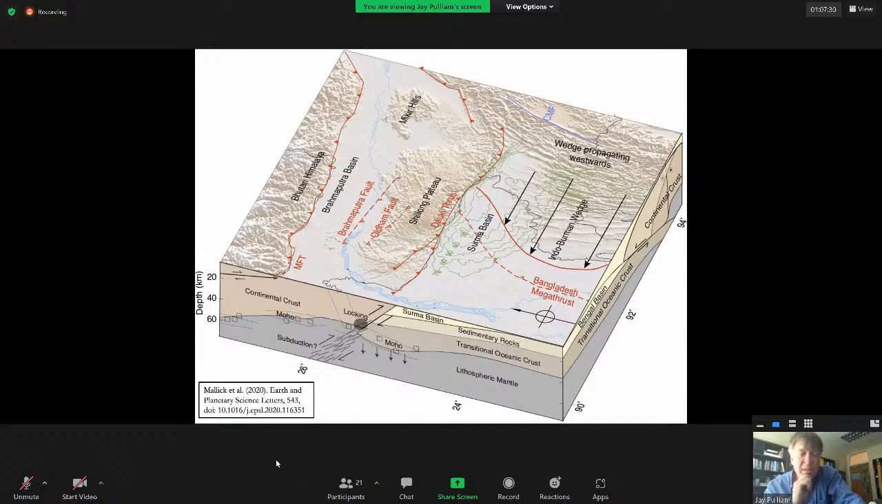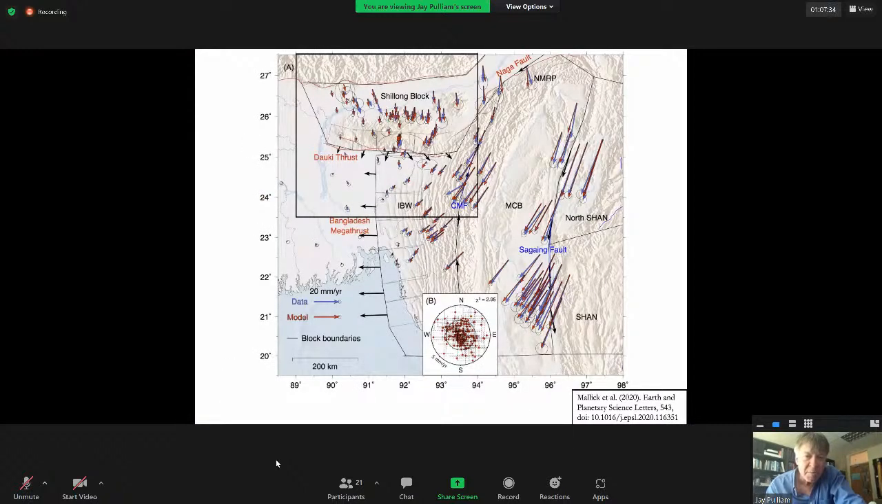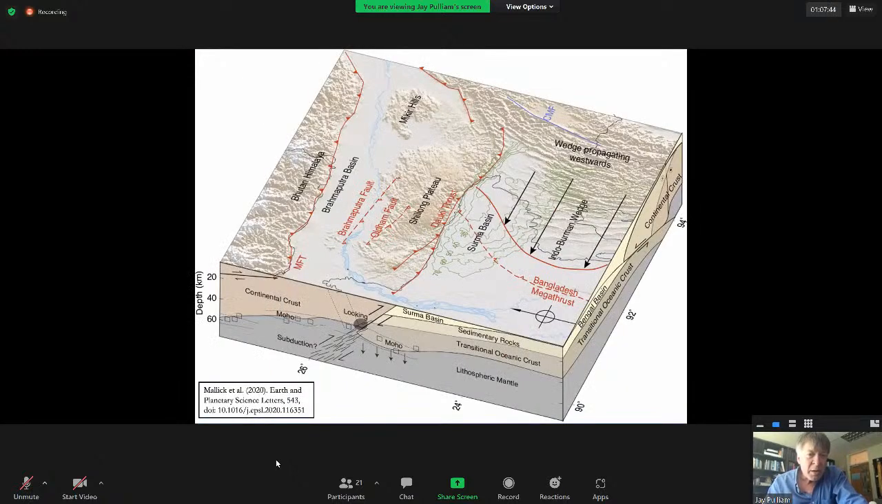Oh, and I think that these Malik et al. results also satisfy that vertical uplift that was implied by the triangulation data from Oldham et al. So all that kind of hangs together, makes sense. It still does not explain why there would be no surface rupture.